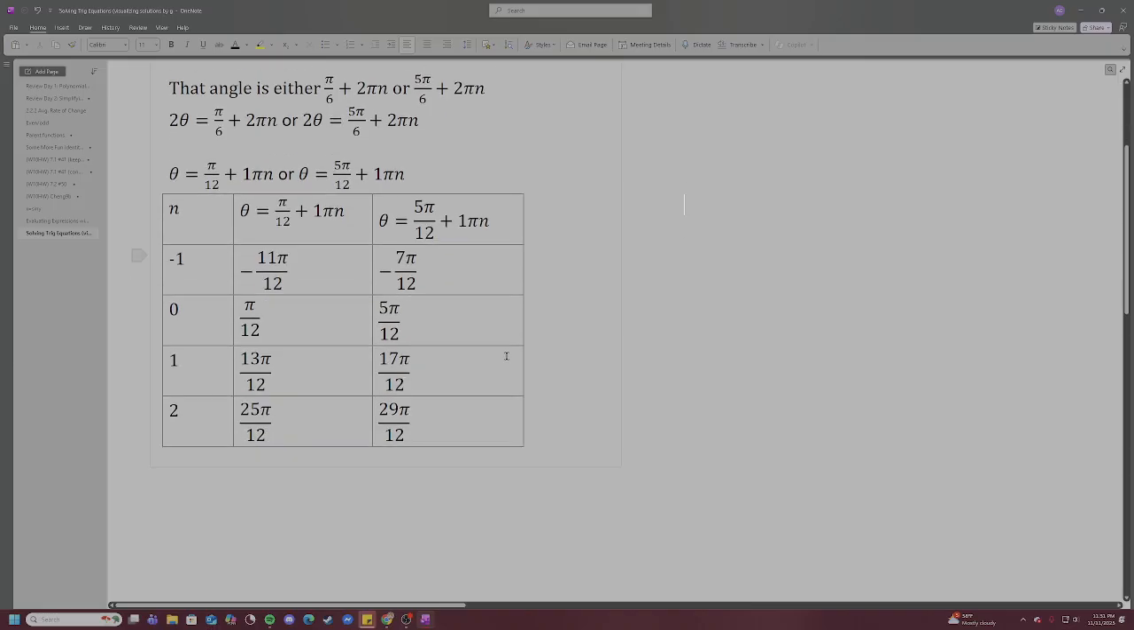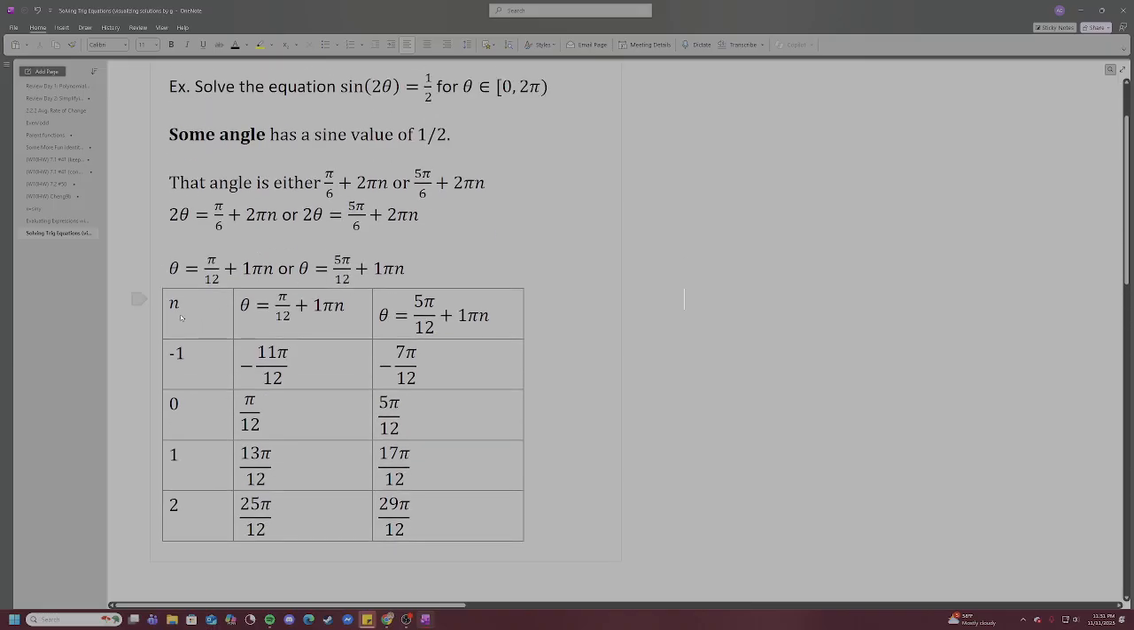So now I have made a table, plugging in a bunch of n values just to see which of these will fit into the domain that we're interested in. As you can see, if I plug in 0, that's always just the angle that you start with. So of course, pi over 12 and 5 pi over 12 are both between 0 and 2 pi. If I go backwards, when you start here and then go backwards pi, you'll end up at negative pi over 12 or negative 7 pi over 12.